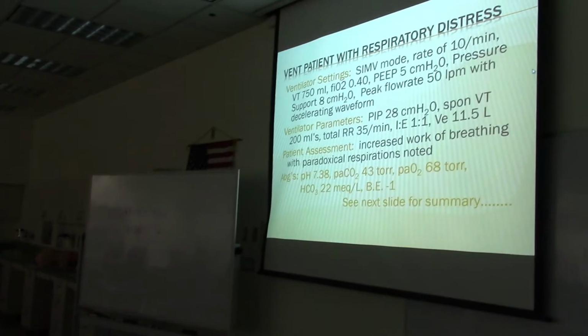When you look at the ventilator parameters, you see the peak pressure is 28 centimeters of water. The spontaneous tidal volume is 200 ml. It's kind of, well, is that small? The respiratory rate 35 per minute. IE ratio is 1:1, minute volume 11.5 liters. The patient assessment shows increased work of breathing with paradoxical respirations noted.